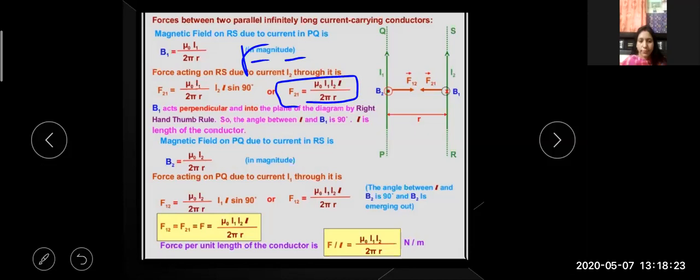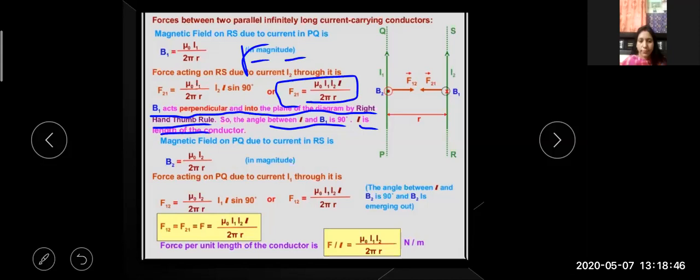Now B1 acts perpendicular and into the plane of the diagram by the right hand thumb rule. So the angle between I and B is 90 degrees, as I told you. L is the length of the conductor. Clear?